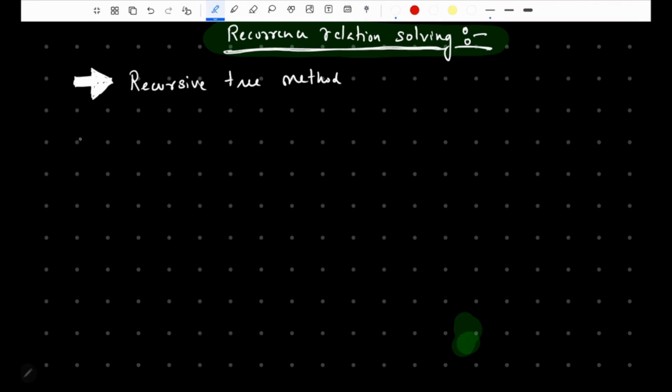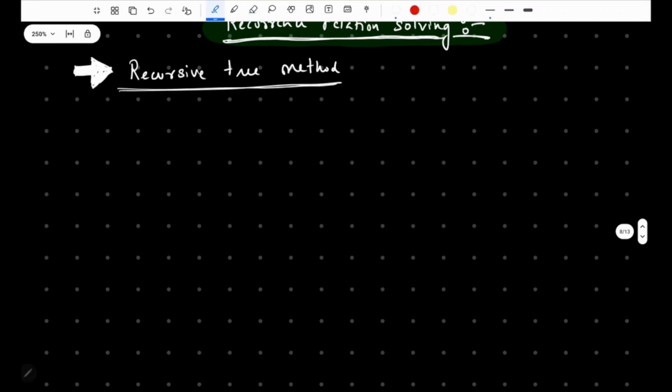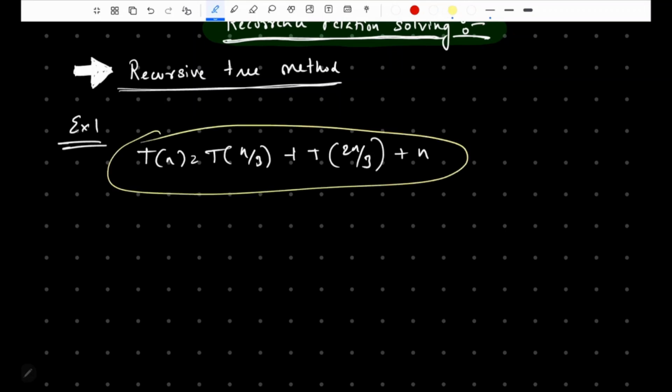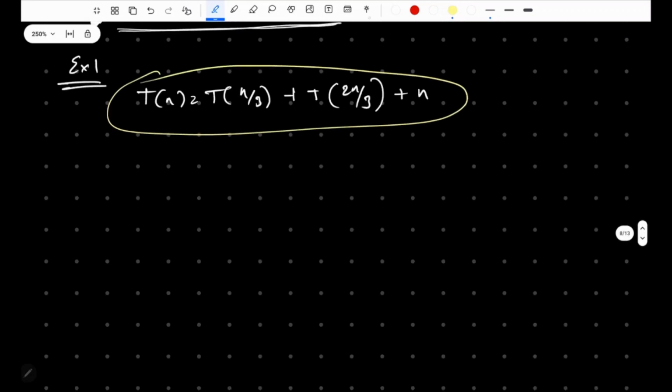I will go with example 1. We are solving the recurrence relation with the recursive tree method to get the time complexity. The main objective is to get the time complexity. So I have example 1: T of n is equal to T of n by 3 plus T of 2n by 3 plus n. This is the question I have to solve. You can see I have two recursive terms, T of n by 3 and T of 2n by 3.